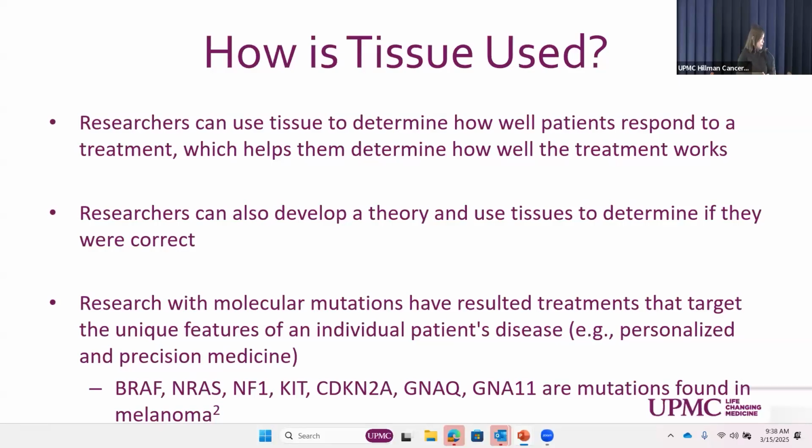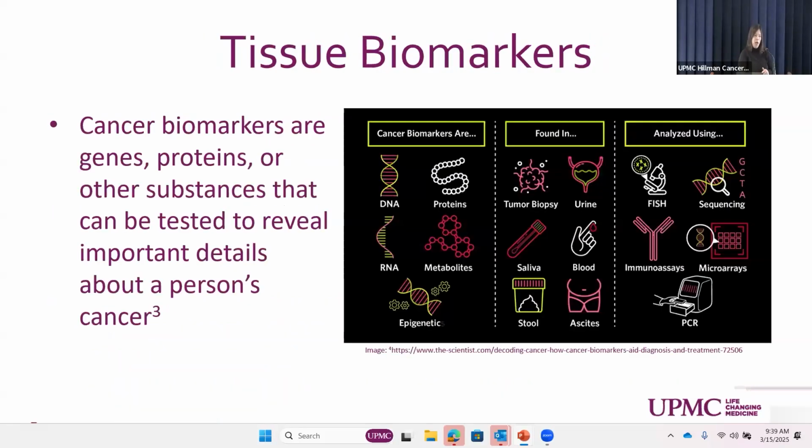And research with molecular testing has really resulted in us being able to find the unique features within different patients' cancers to lead us to personalized or precision medicine. So for example, BRAF and RAS, these are common mutations found in melanoma. So we have the tissue. What are we really looking at in the tissue? And that's something we call biomarkers.